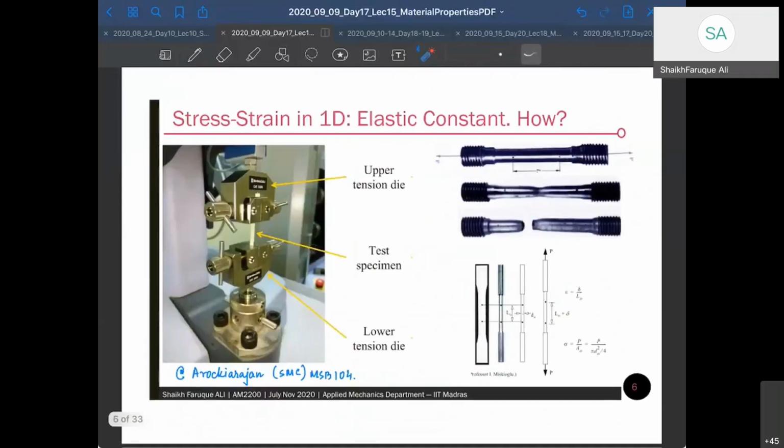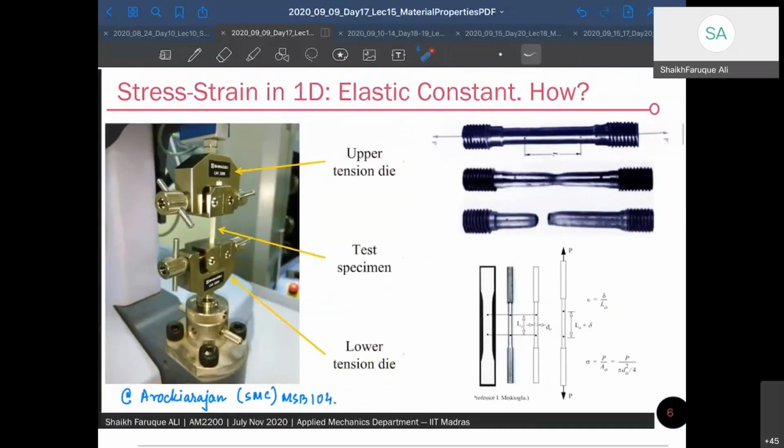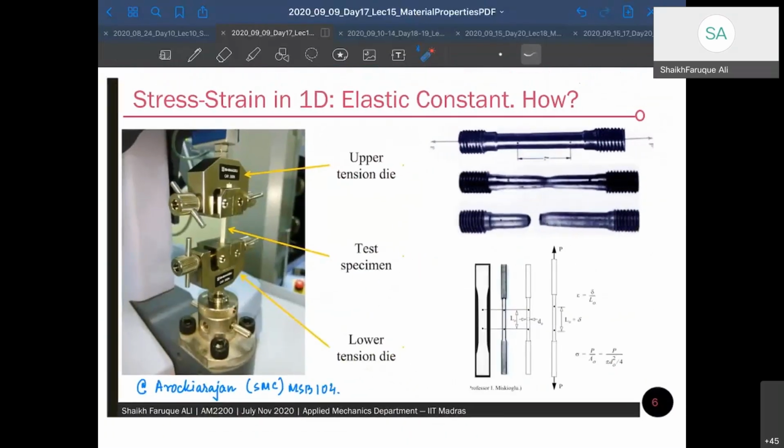This is a test. This is there in Professor Arukirajan's lab. There is a test specimen. You see, this is a different kind of test specimen because this is not for steel. This is for, I think, polymers and fibers and composites. So a composite material will be something like this. So that's the test specimen. This is the upper handle. This is the lower one, and it automatically gives you all the details that are necessary. Okay, you don't have to put a strain gauge here to measure it. You can always put one, but it is not necessary.